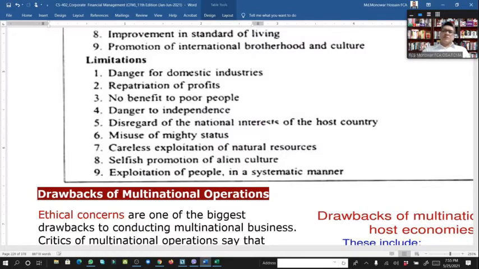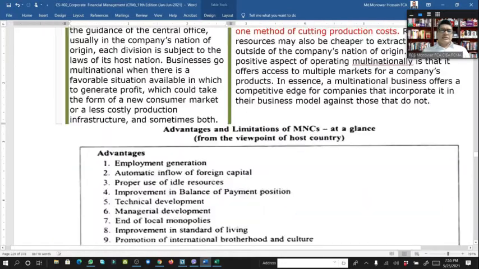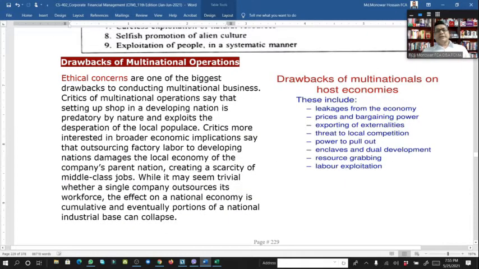So that type of problem may happen with multinationals, but there are a huge number of advantages also. A drawback, a bad thing, is the ethical concern, one of the biggest drawbacks. Sir, conducting multinational business, explain the end of the monopolies.